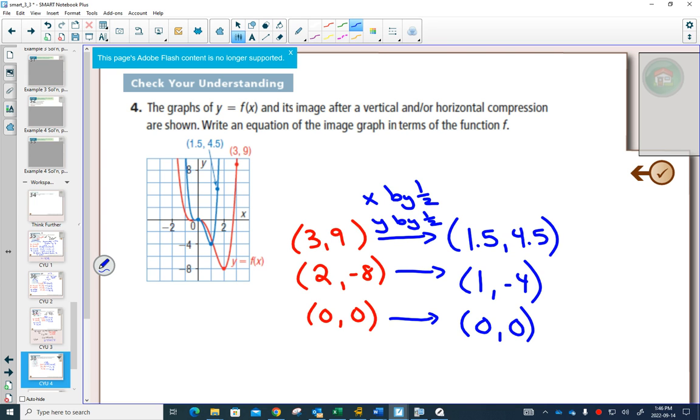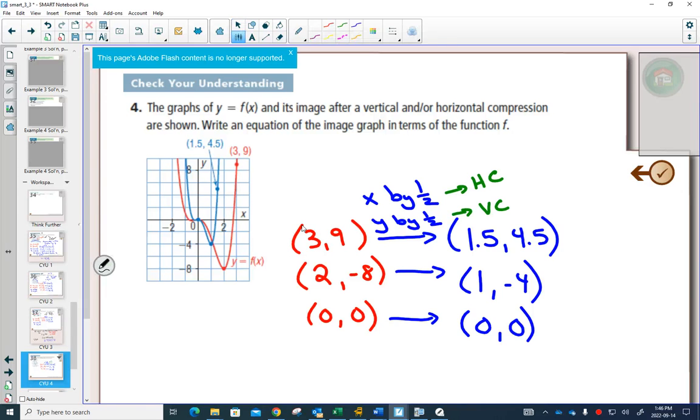See how we're working backwards? Normally we would have found the points. Now we had the points, we found out what algebra needed to be done. Once we have the algebra that needs to be done, we make a note. If you're multiplying x by 1/2, that's a horizontal compression. If you're multiplying y by 1/2, that's a vertical compression.